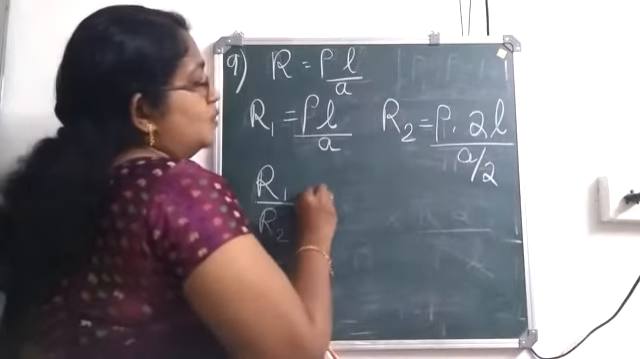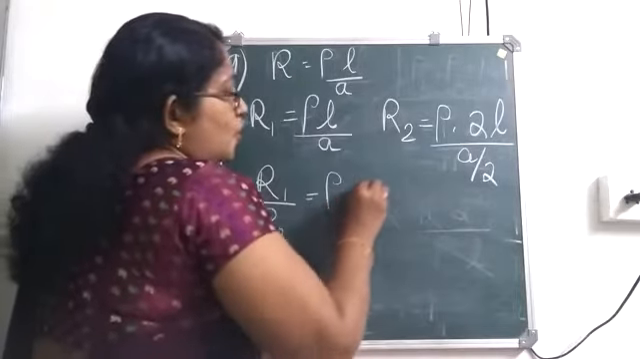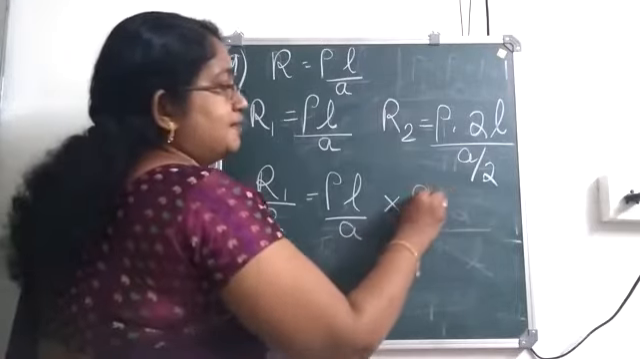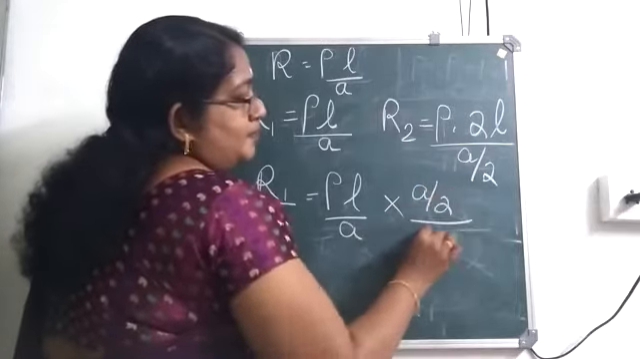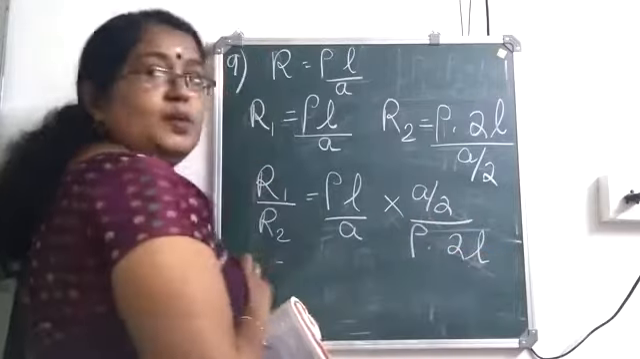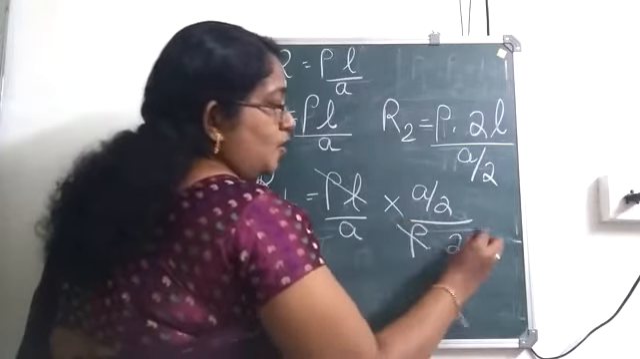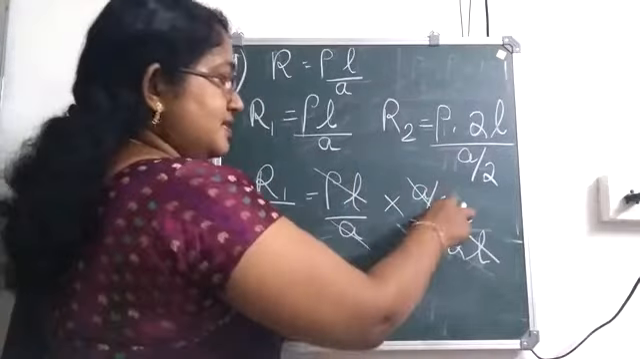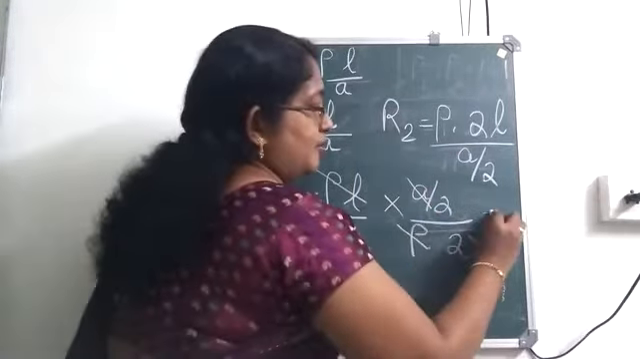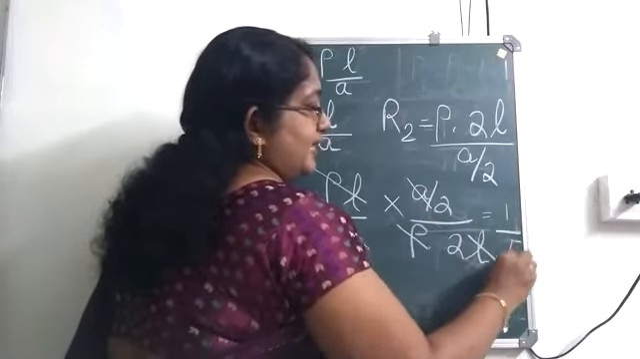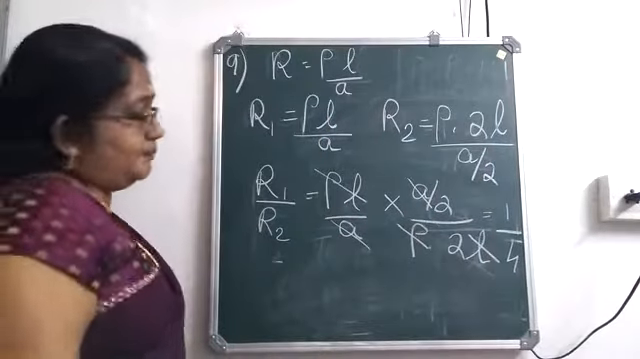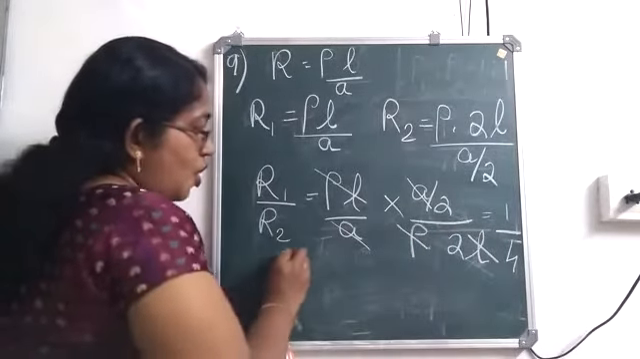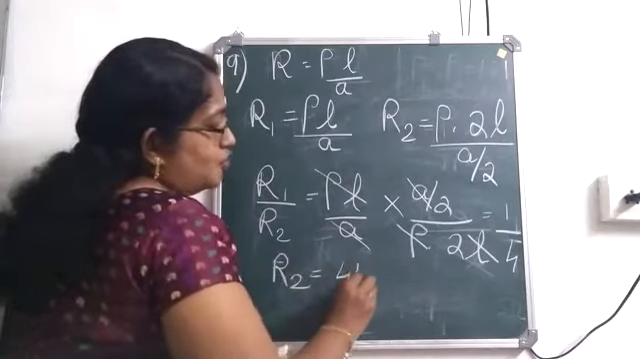R1 by R2 is equal to rho into L by A. Here I am taking the reciprocal and multiplying, so rho into 2L. Rho L gets cancelled, A and A get cancelled. So this is A by 2, and it will come to the denominator. How much will you be getting in the denominator? 1 by 4.